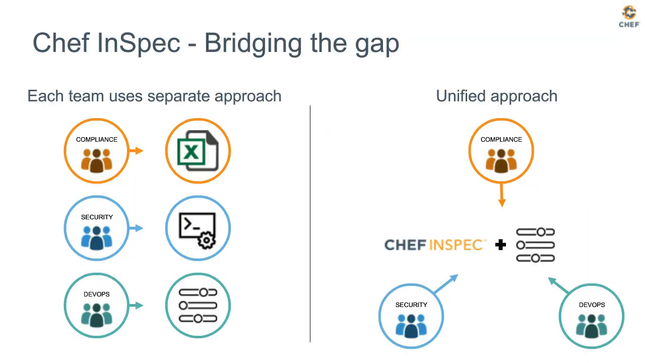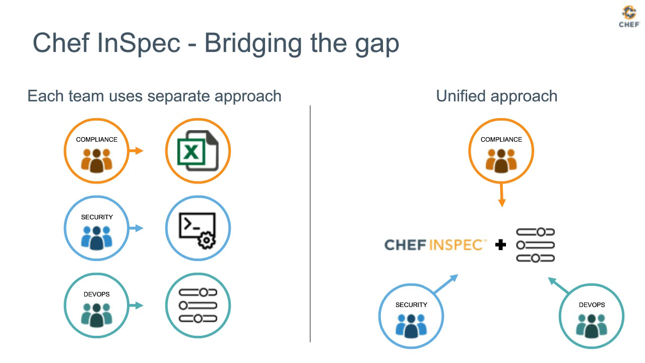Taking this concept further, Chef InSpec isn't just limited to security automation. Consider the diagram on the left. Whether it be through spreadsheets, shell scripts, or configuration management tools like Chef Infra or Ansible, each team has its own way to express their intent. Chef InSpec bridges the gap between these teams and provides a common language to express intent.